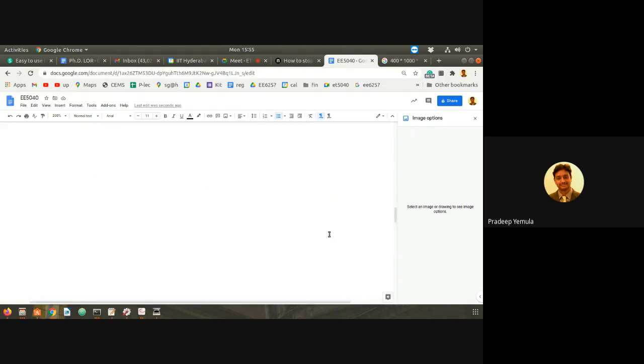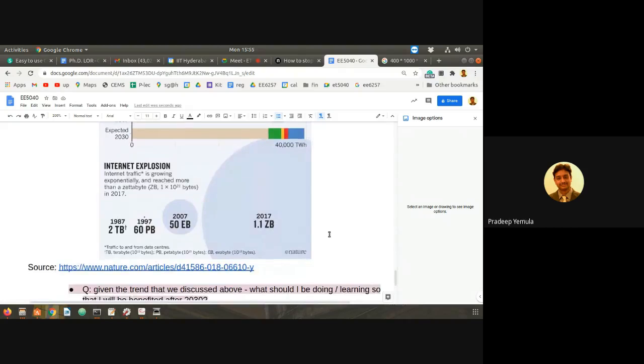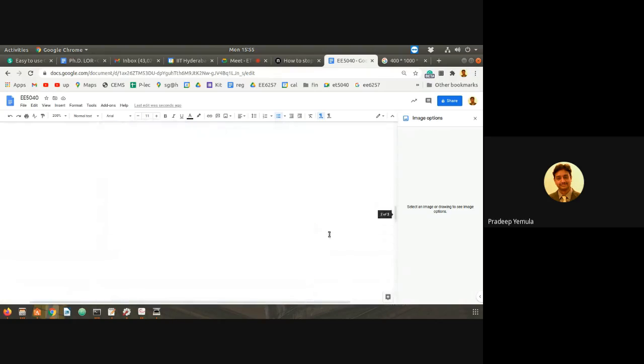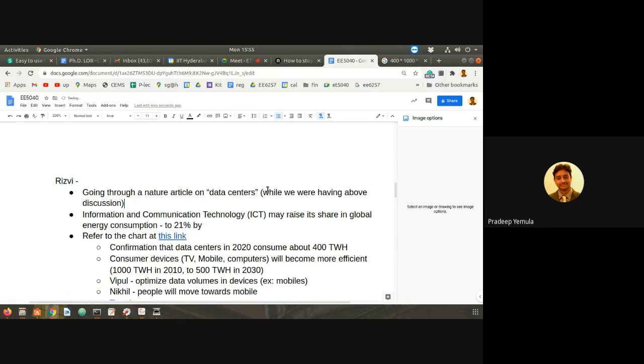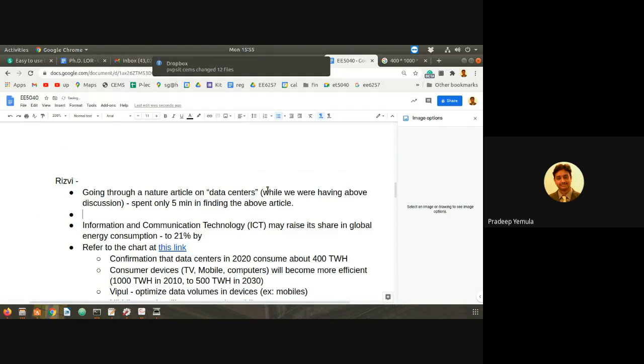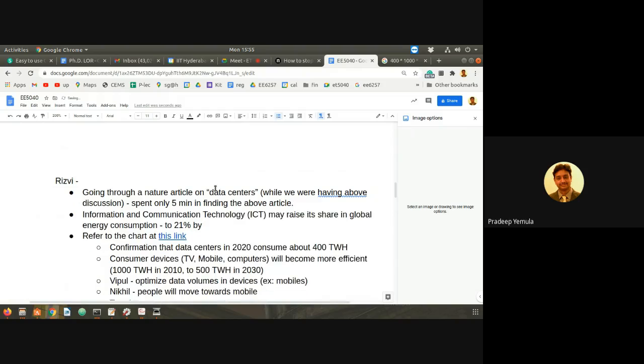Meanwhile, before we go forward, one point I would like to mention is how it all started. Rizvi was going through a Nature article on data centers while we were having the above discussion. He probably spent only 5 minutes, right? Do you agree, Rizvi? Yes, sir. Finding a 10-15 page article.